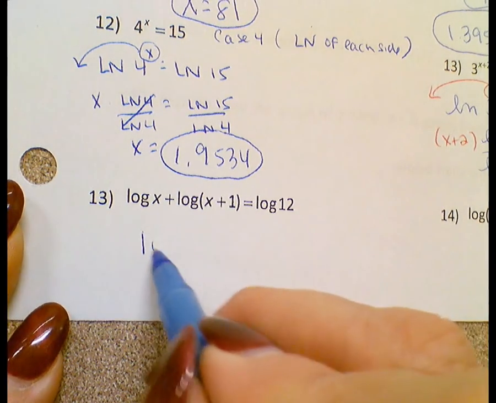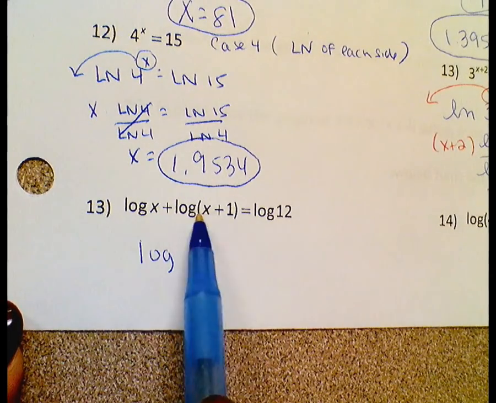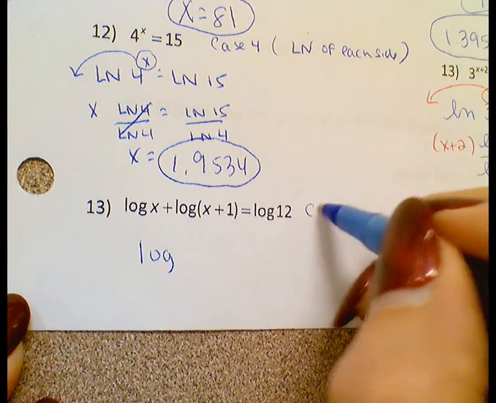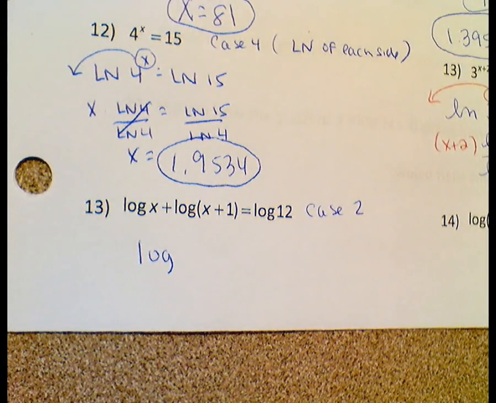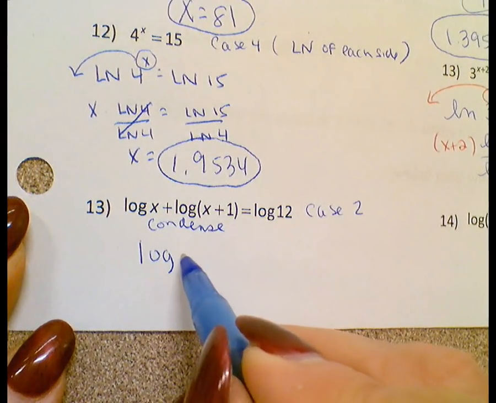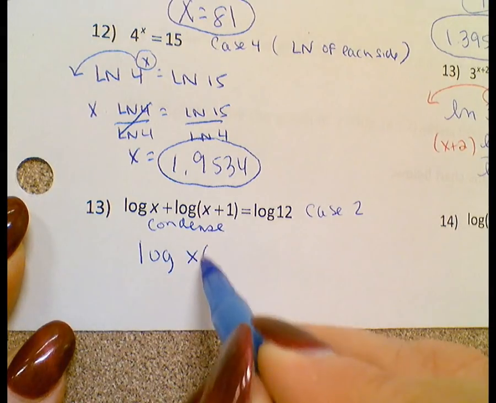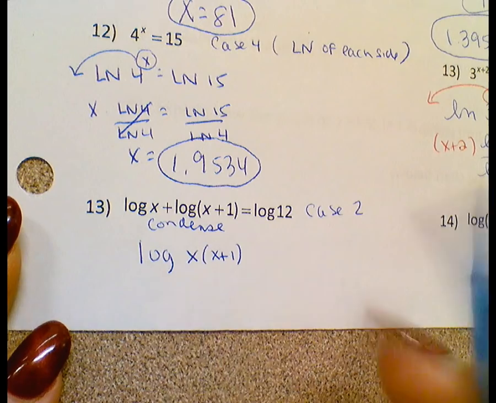Okay, log. This is too many logs. This is case 2. There's logs on both sides, so we're going to be dropping the logs. But you can't drop the logs until it's a single log on the left-hand side. So we are condensing this left side. You're going to write log once, and what do I do to x and x plus 1? We multiply them because of the plus sign.